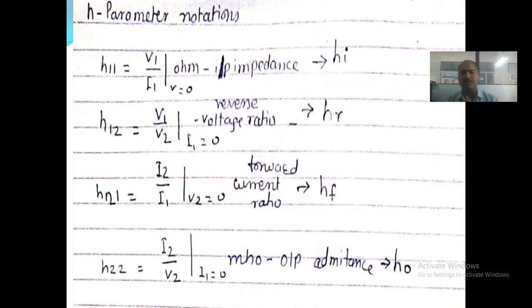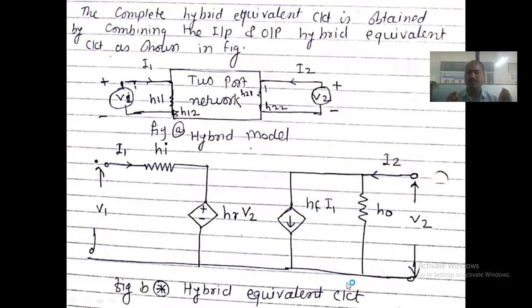Further on, we don't use H11, H12, H21, H22; we write them as HI, HR, HF, and HO. Okay. This is the revised part, that's why I'm taking it somewhat fast. After all, we know the H parameter model and H parameter diagram, right? For that diagram, we see here a hybrid model. For this hybrid model, we have applied the input V1.